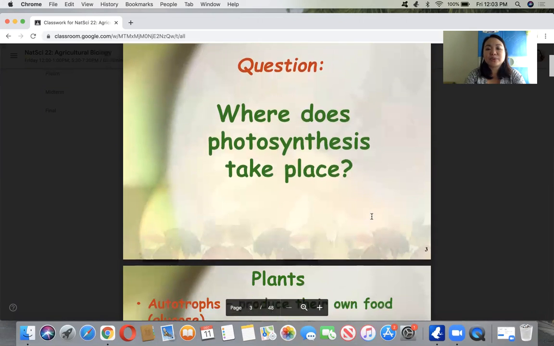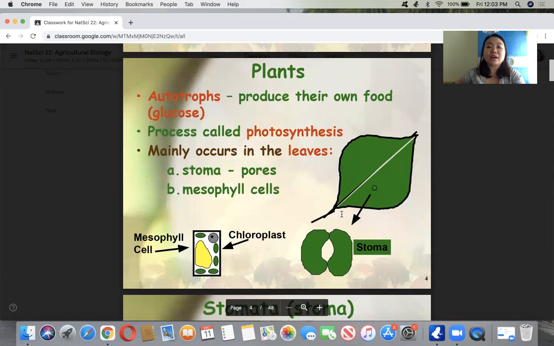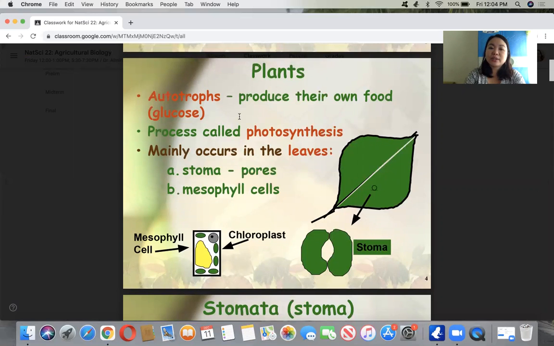So where does photosynthesis take place? Of course, we all know that plants are the food makers or food producers in all of the ecosystem. But they're not the only ones. They are so-called autotrophs, which produce their own food through glucose, where humans and other living organisms depend on plants as a source of food.